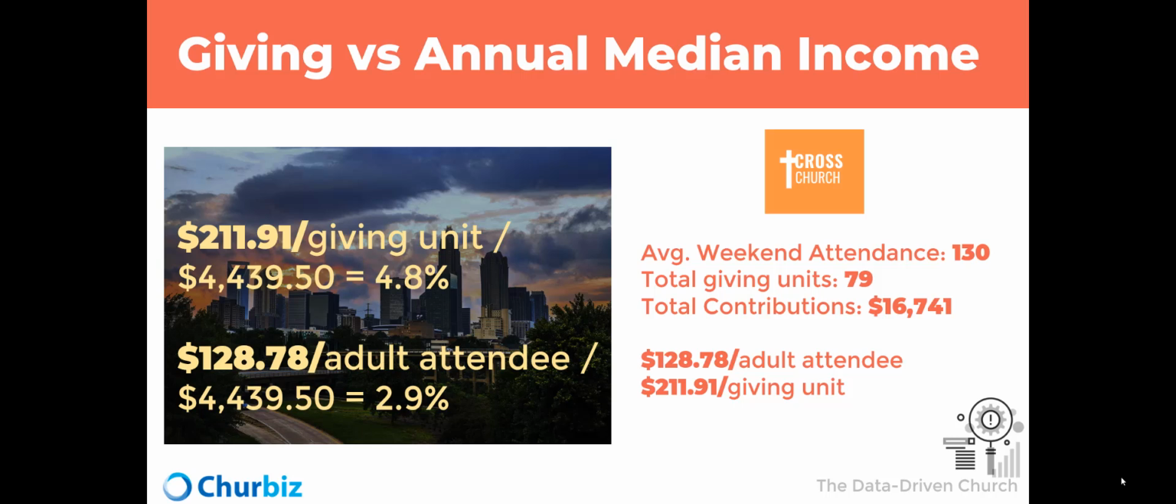When I divide these values by the average median household income, I get the following giving percentages: 4.8% per giving unit and 2.9% per adult attendee. This is the giving pattern at Cross Church based on the average annual median income for our area. Now, as a pastor or leader, here's what this tells me.